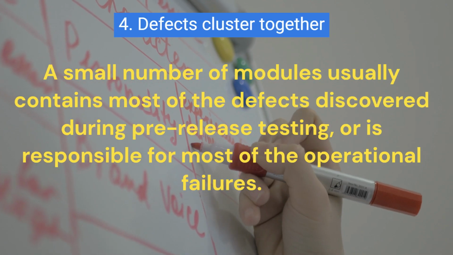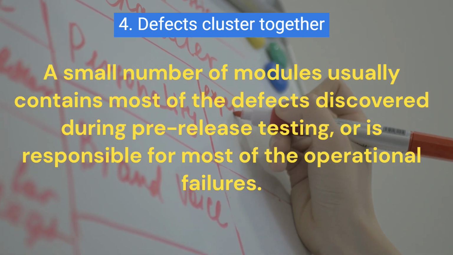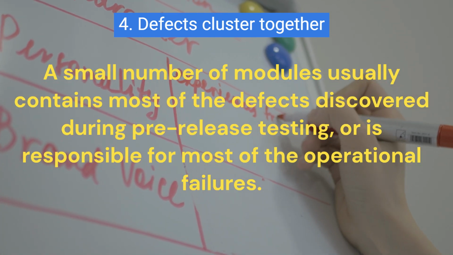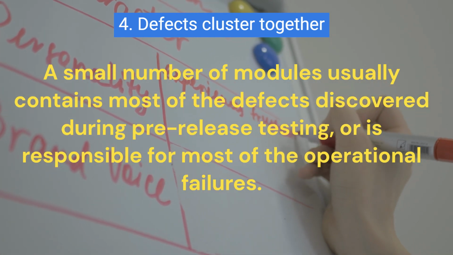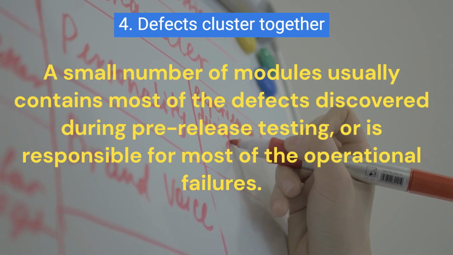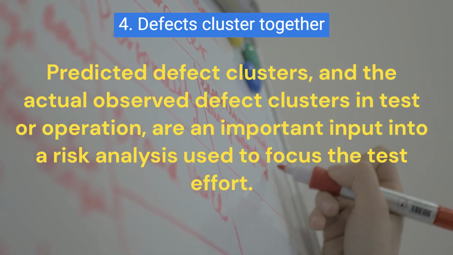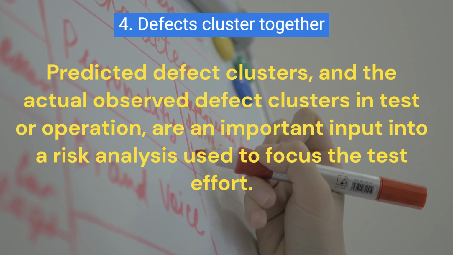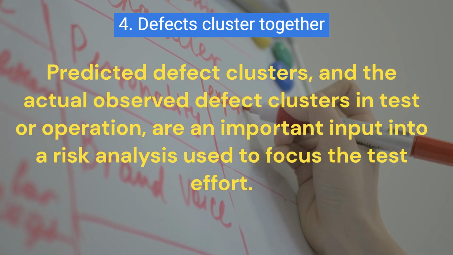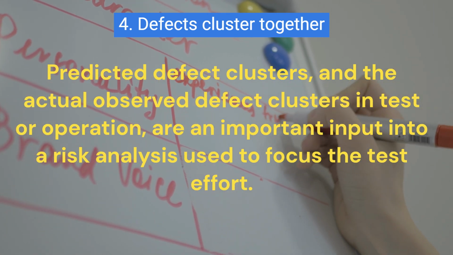Number 4 is defects cluster together. A small number of modules usually contains most of the defects discovered during pre-release testing, or is responsible for most of the operational failures. Predicted defect clusters and the actual observed defect clusters in test or operation are an important input into a risk analysis used to focus the test effort.